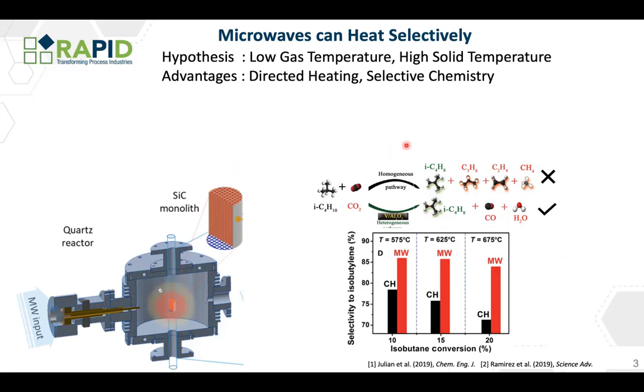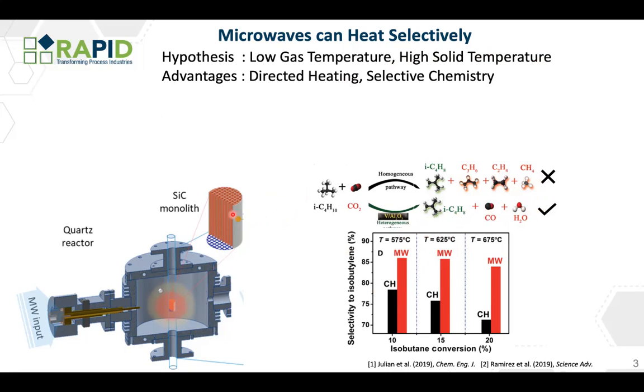If you look at microwave heating, we find that since the ability to absorb microwaves is dependent on the material with which they interact, they can be used to obtain low gas temperatures and high solid temperatures. This allows us to do selective chemistries wherein the solid catalyst is directly heated, allowing us to increase the heterogeneous pathway while the homogeneous gas phase reactions can be suppressed. In the literature, this has been shown to increase the selectivity, in this case for isobutylene when converting from butane.